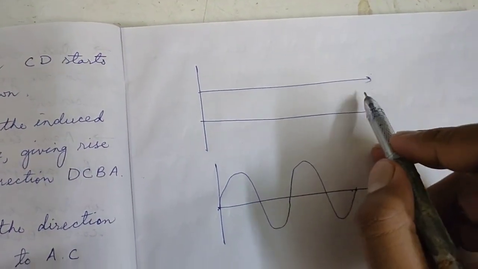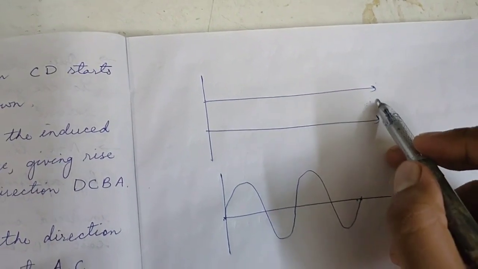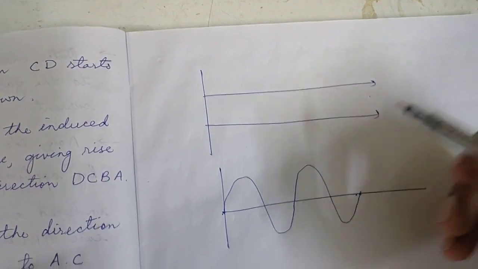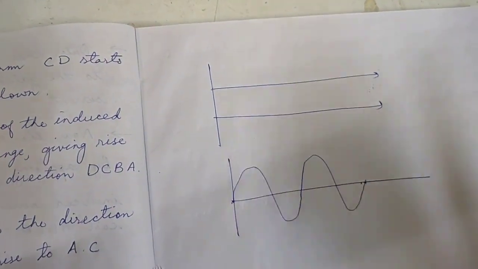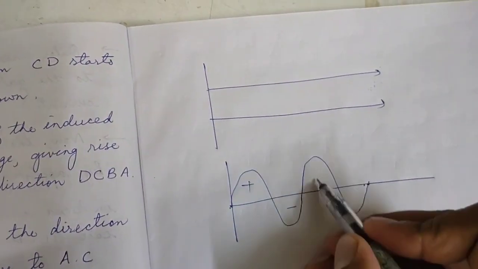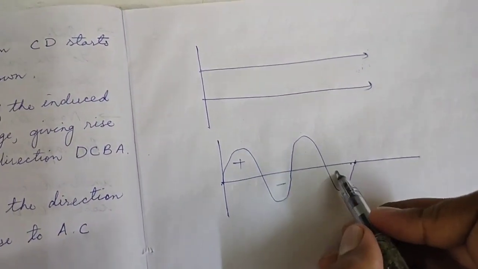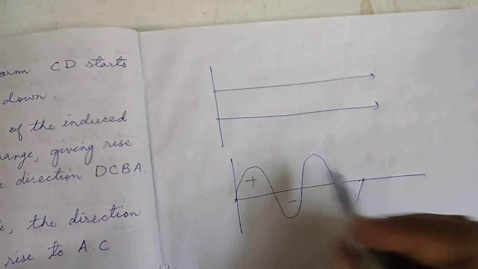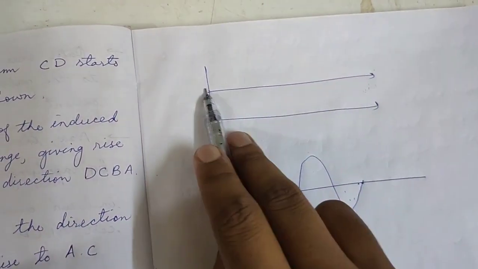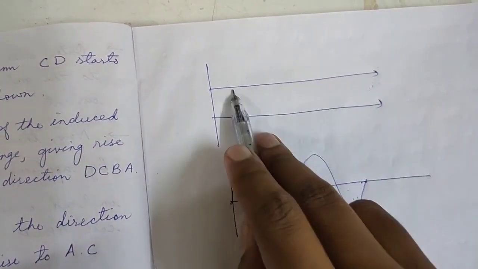This is not required of you at present, but still I am showing you what is meant by the change in positive, negative. This side will be positive, negative, positive, negative. This will keep on changing, which will give us AC current. But here it is unidirectional, meaning it is flowing in one direction only. This is known as DC current.